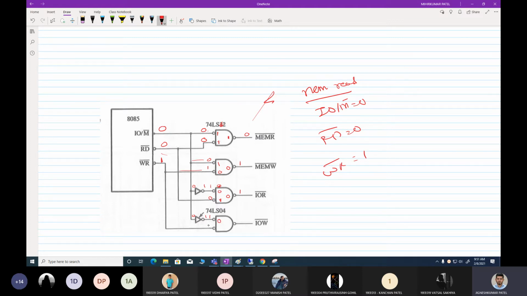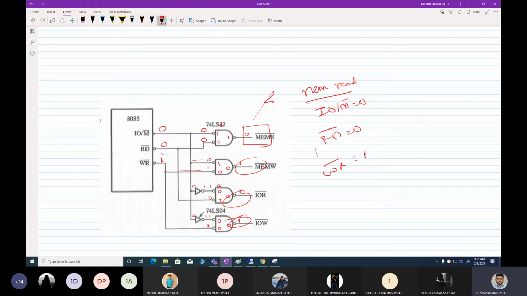And WR bar is 1. So you will get 0. 0 AND 0 will get you 0, and at the output we will get 1. So actually, whenever this kind of operation is there, you get a single signal that you can use for activating any application, and all the other signals would be in the opposite state. So this is the active low read signal for the memory.